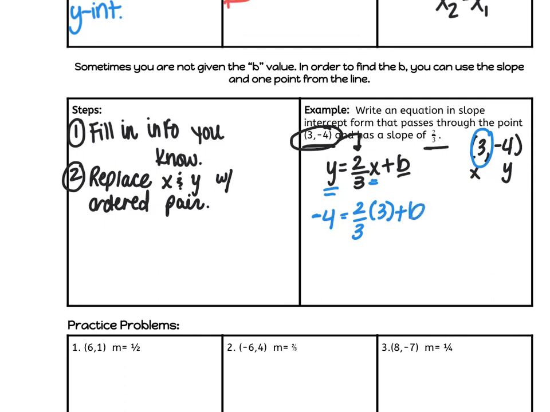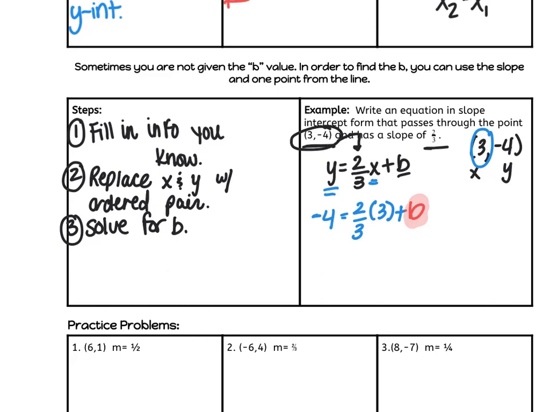Notice that I put parentheses around the 3 to remind myself that I'm multiplying 2/3 and 3. And now all I'm doing is trying to figure out what my b value is because I've replaced everything. So all I have to do now is solve. So my third step is going to solve for b. And you're going to do that how we've been solving for things for the last several weeks.